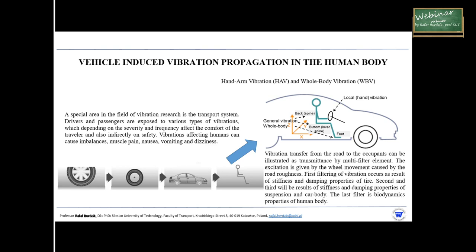So vibrations transferred from the road to the occupants can be illustrated as transmission by multi-filter elements. So this is how you can consider those systems. The excitation is given by the wheel movement caused by the road roughness. First, filtering of vibrations occurs as a result of stiffness and damping properties of tires. So it is the first element. Second and third are the results of stiffness and damping properties of the suspension and car body, and the last filter can be considered as the biodynamic properties of the human body.